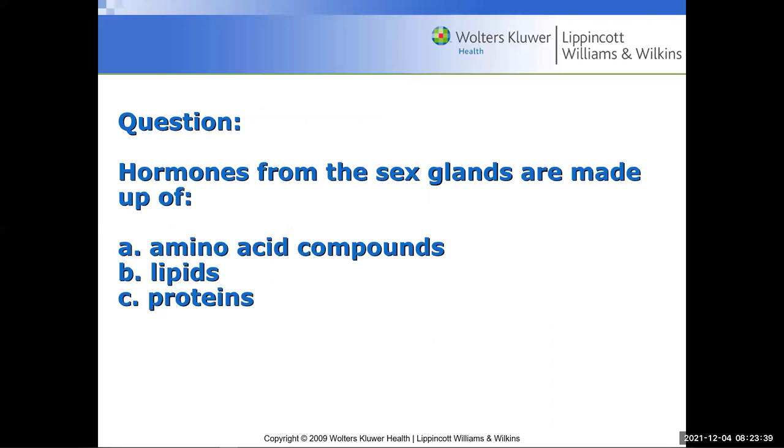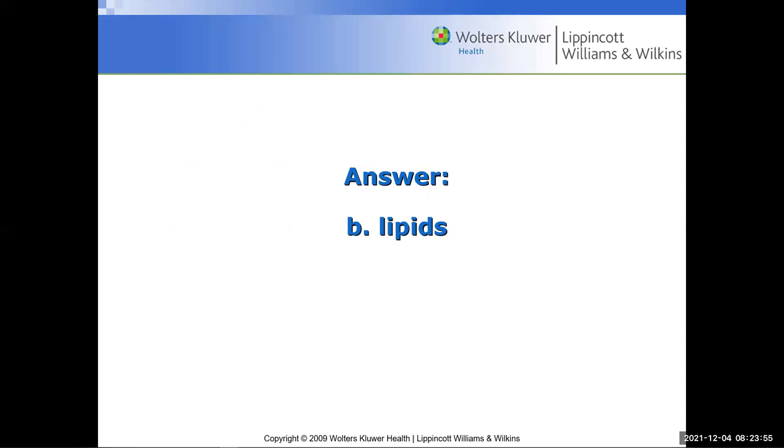All right, let's have a question here. Hormones from the sex glands are made up of what? Amino acids, lipids, or proteins? Well, more likely than not it is an amino acid compound, but in truth and in fact, it is indeed lipids. So the sex hormones, very importantly testosterone and estrogen, for instance, are made up primarily of lipids.